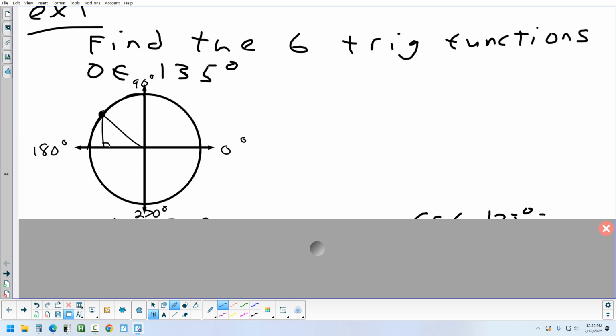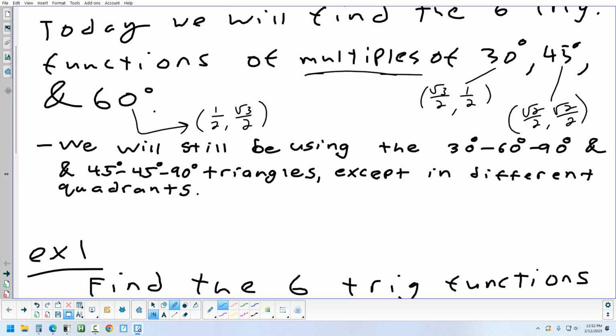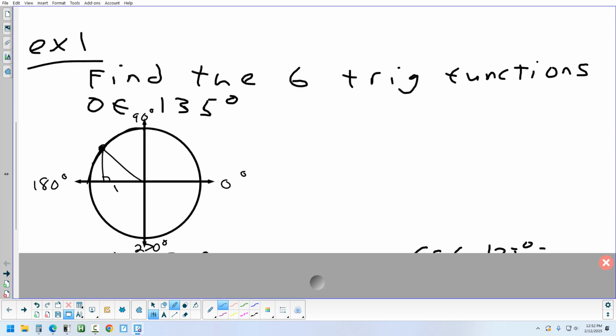Because it landed exactly in the middle, that should tell us whether that's the 45-45 or the 30-60. Which triangle is that? 45-45. When it lands right in the middle, it's the 45-45. And we just said that each side is root 2 over 2. So that's root 2 over 2, and that's root 2 over 2.